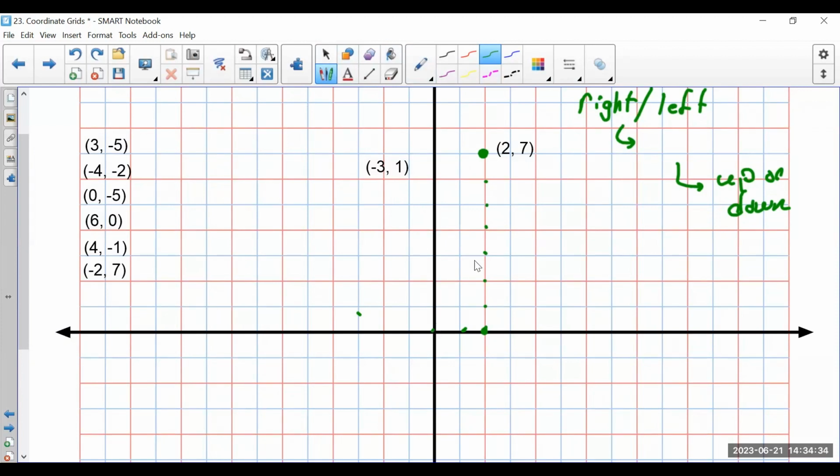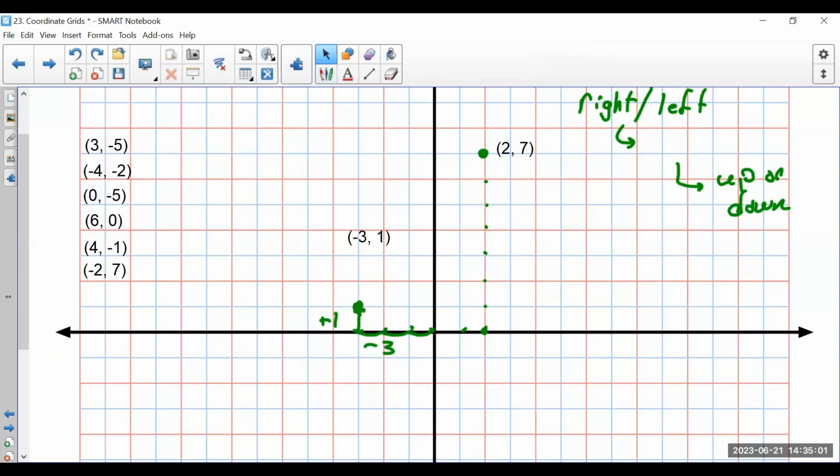So -3, 1. -3 is your X. That's your left and right. So starting here, we're going to go -1, 2, 3. But then we have 1. That's a +1. So -1, 2, 3. That's your -3. But then you're going to go up 1, which is going to put us right there. And right there is -3, 1 on that green dot.